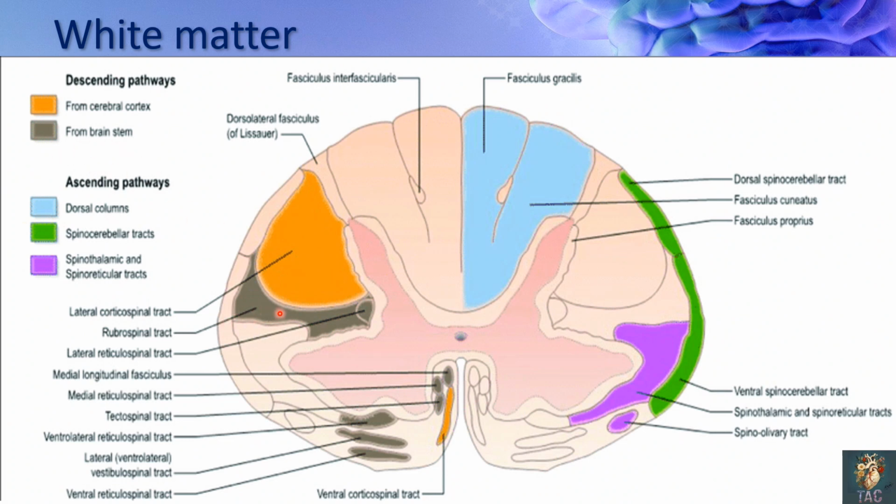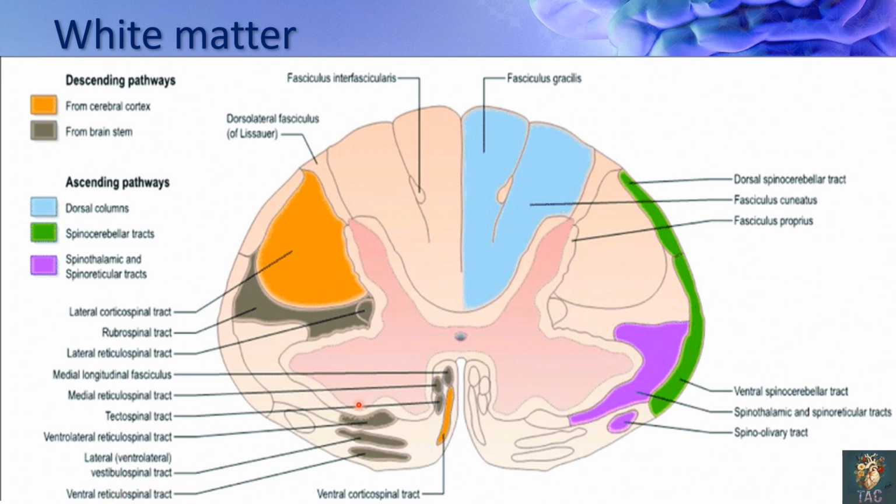This one is the rubrospinal tract. Then we have the lateral reticulospinal tract, the medial reticulospinal tract, the ventral or anterior reticulospinal tract, and the ventrolateral reticulospinal tract. So we have four different reticulospinal tracts, named according to location: the lateral one, the medial one, the ventral one, and the ventrolateral. Near the medial one we have the medial longitudinal fasciculus and then the tectospinal tract. In between the ventrolateral and ventral reticulospinal tracts we have the vestibulospinal tract.